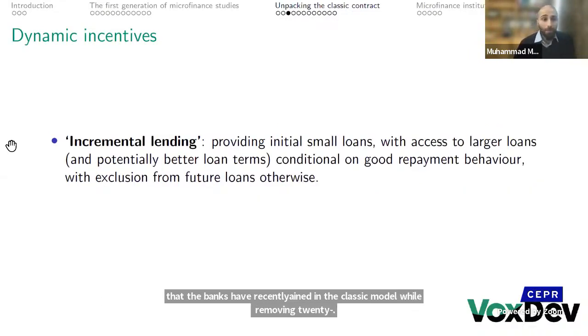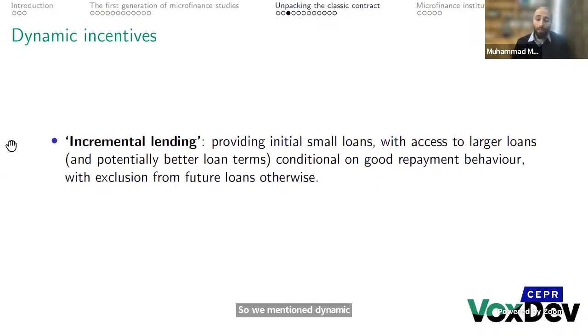So we mentioned dynamic incentives at the beginning. So dynamic incentives are also very important. This refers to the process of incremental lending. So you start off by taking a smaller loan. If you repay your loan, you may receive better terms on your new loan, but typically you would get a larger loan for your next loan. And so this has been found to be quite an important aspect of the microfinance model. And again, we have extensive theoretical literature which shows the benefit of dynamic incentives for ensuring high repayment rates.